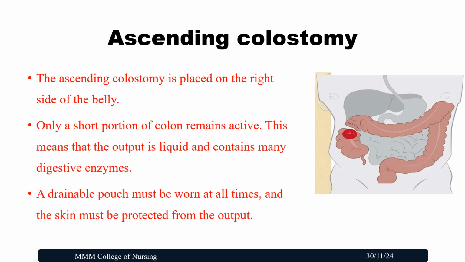Coming to ascending colostomy. This ascending colostomy is placed on the right side of the belly. Only a short portion of the colon remains active. This means the output is liquid and contains many digestive enzymes. A drainable pouch must be worn at all times, and the skin must be protected from the output.